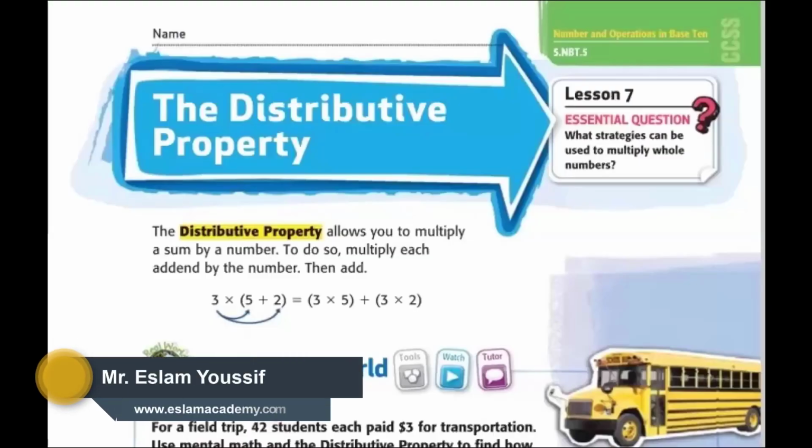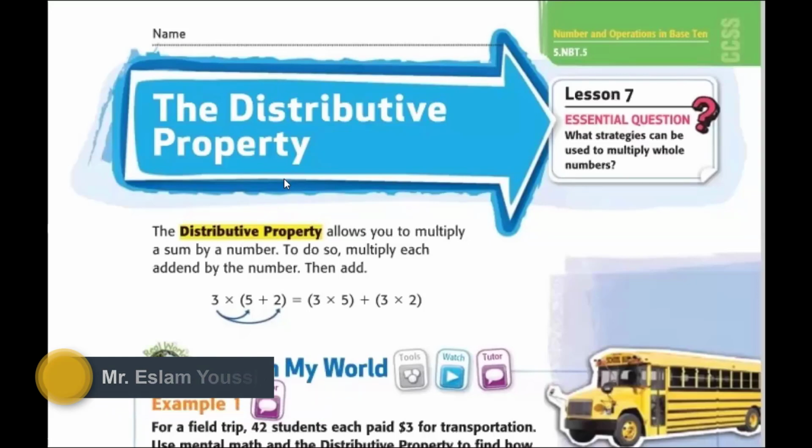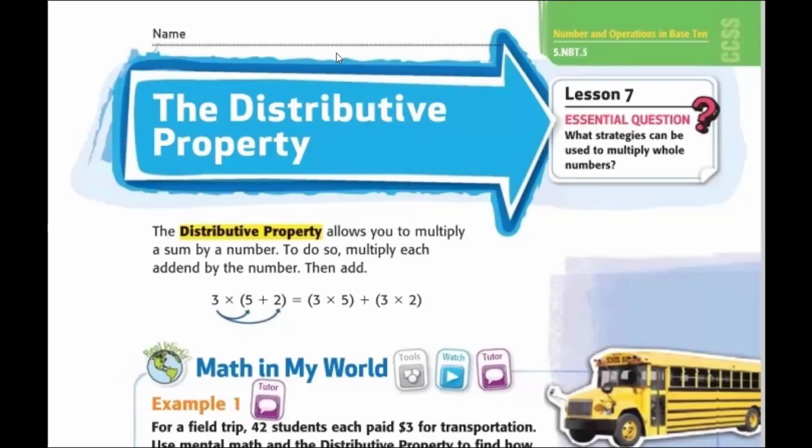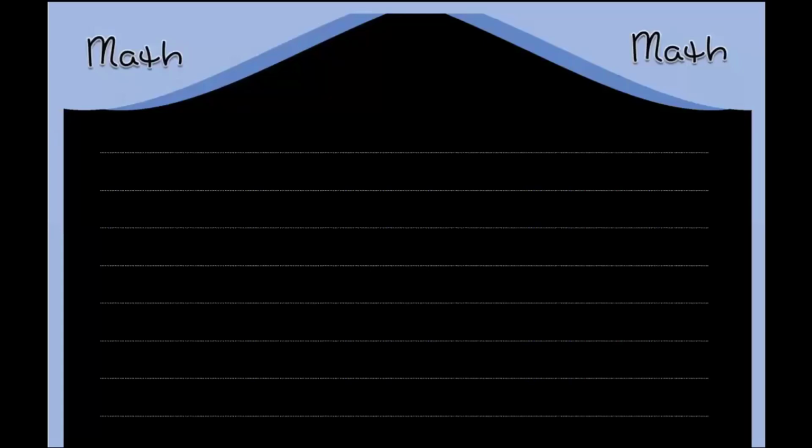Today, inshallah, we'll start with using the distributive property. What is the meaning of the distributive property? The distributive property means that we distribute the multiplication over addition or subtraction. At first, I will start explaining, then we can open the book, then continue solving.